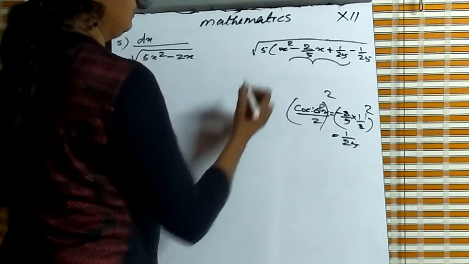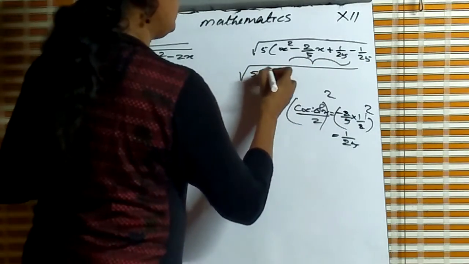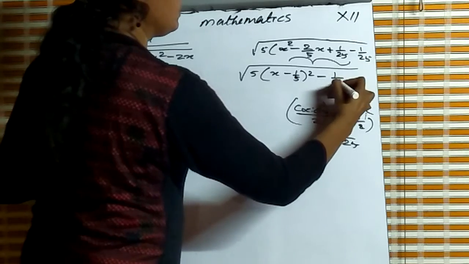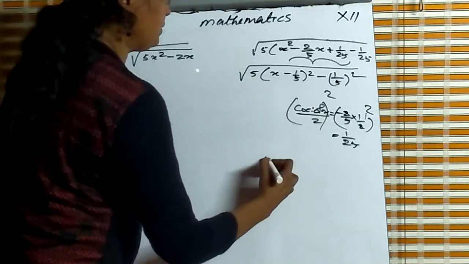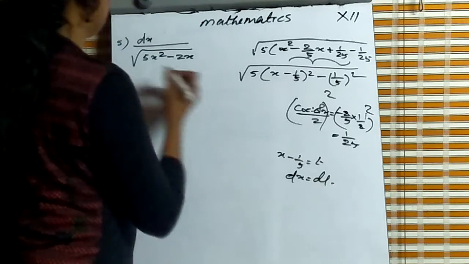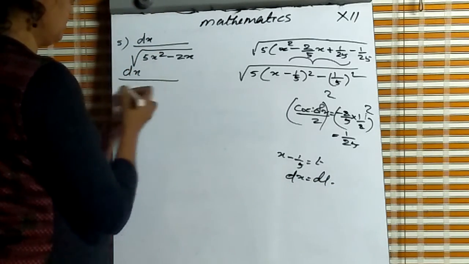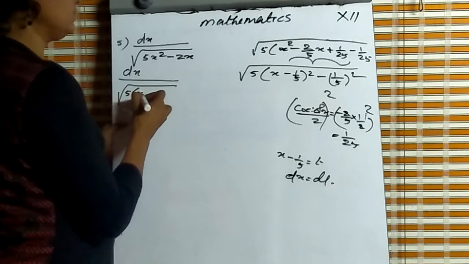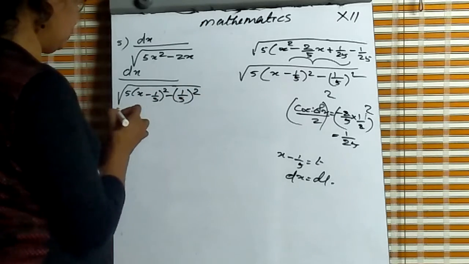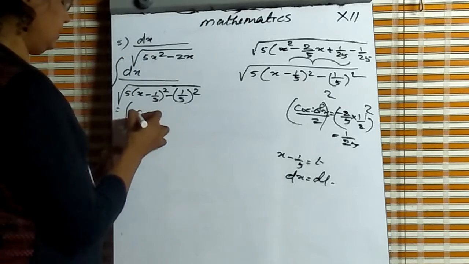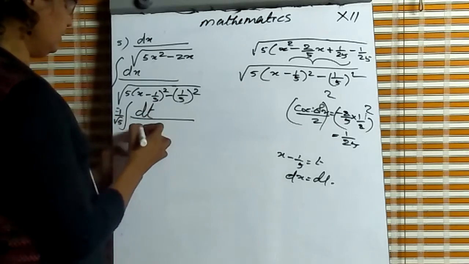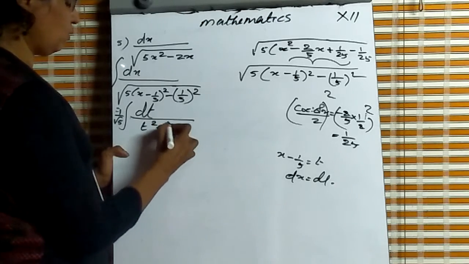We take these 3 together: square root of 5 into x minus 1 by 5 whole square minus 1 by 25, which is 1 by 5 whole square. Now we put x minus 1 by 5 equal to t and dx equal to dt. So integral dx by root of 5 into x minus 1 by 5 whole square minus 1 by 5 whole square is equal to integral dt divided by root 5. So we take 1 by root 5 outside, dt by root of t square minus 1 by 5 whole square.